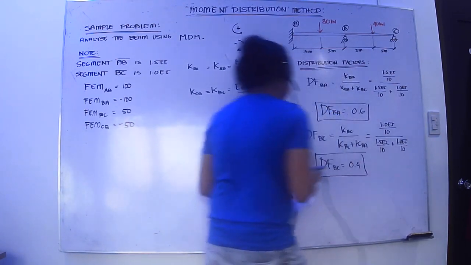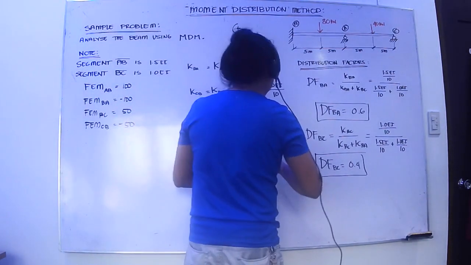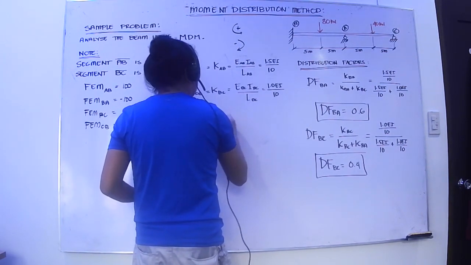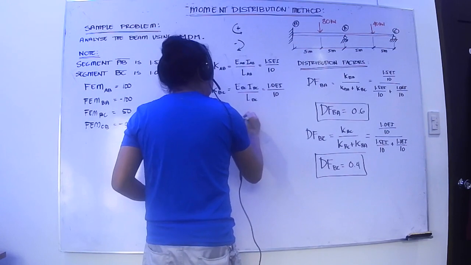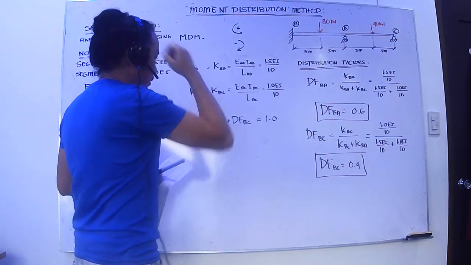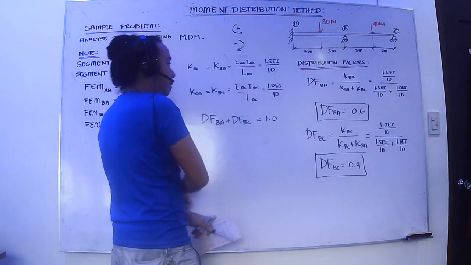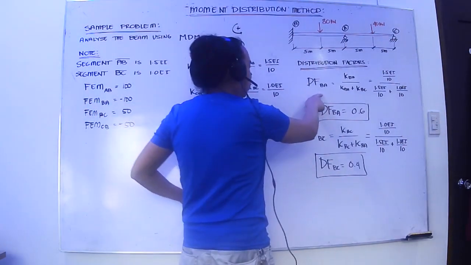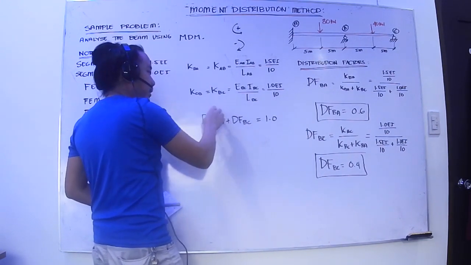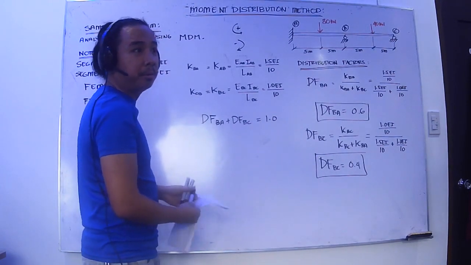Okay. Another way to solve this, you can use DFBA plus DFBC is equal to 1.0. You just need to solve for one of them, either one. Say you solve for BA, you have 0.6. Substitute 0.6 here, so 1 minus 0.6, DFBC will just equal 0.4.